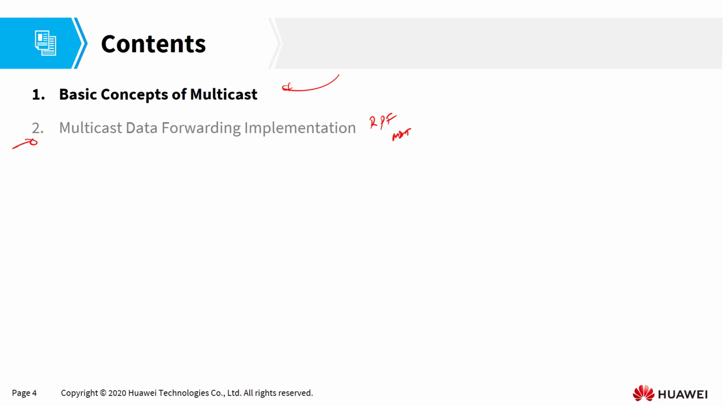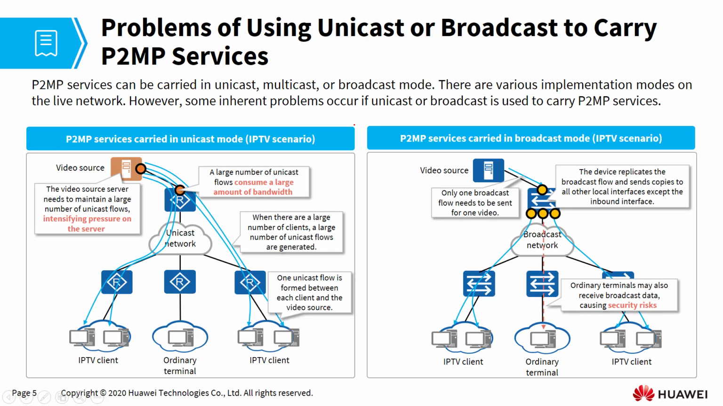distribution tree. Let us start by analyzing the problems of using unicast forwarding or broadcast forwarding when we want to carry point-to-multipoint services. As we've mentioned, point-to-multipoint services can be carried in unicast, multicast, or even broadcast mode. There are various implementation modes on the live network. However, we say that some inherent problems, known problems, will occur in case you decide to use unicast forwarding or broadcast forwarding for point-to-multipoint services.